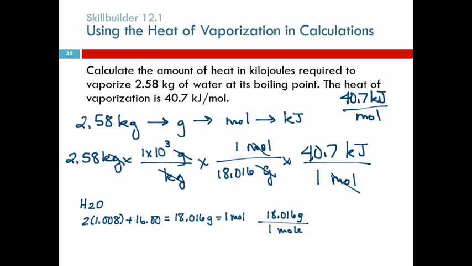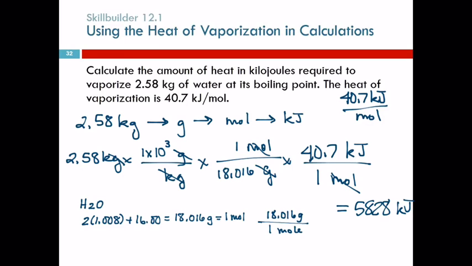Put it on the calculator. 0.58 times 1 EE3 divided by 18.016 times 40.7. Ooh, it's a big number. Is it wrong? No. Sometimes numbers are big. It's okay. This comes out to be 5,828 kilojoules.